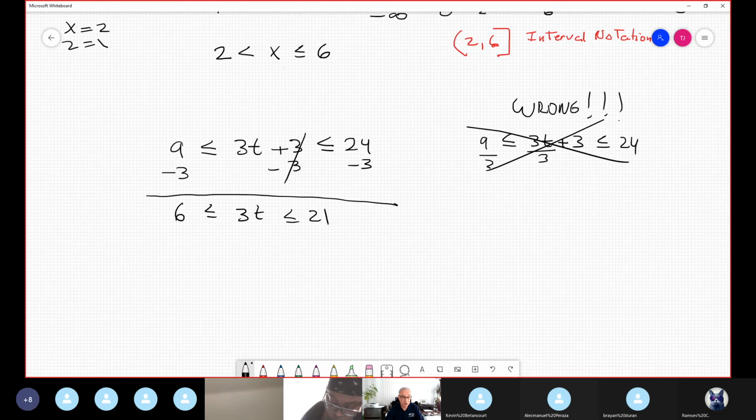Finally, ready. Divided by 3. And remember, the 3 that you are dividing now is positive. So the inequality sign stays the same. 6 divided by 3, 2. This is just t, so this cancels out, and this is 7.